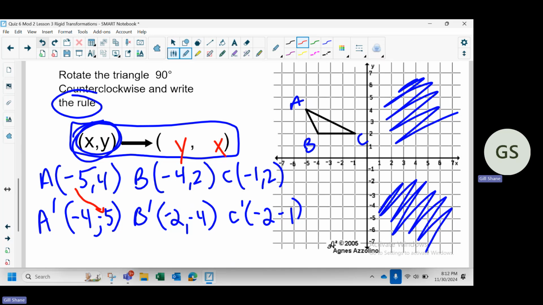Now I say, when the Y went to the front, did it change signs? Again, not positive or negative. Did it change signs? Well, yeah, it did change signs. So if I say yes, that's when I put a negative in front of it. So the Y went to the front and it changed signs. And that's the answer for the rule part. So you have your A prime, B prime, C prime. You have how the rule works.